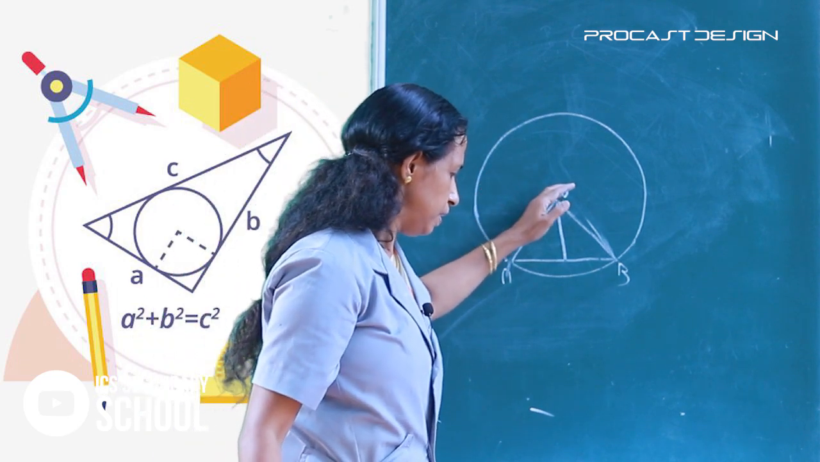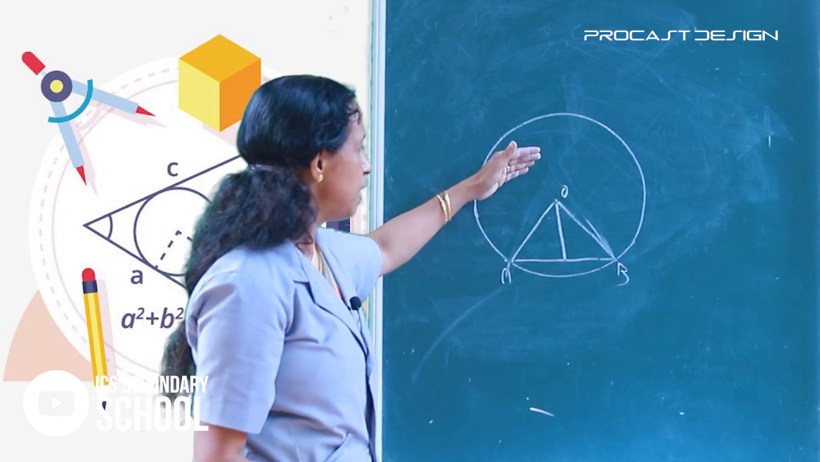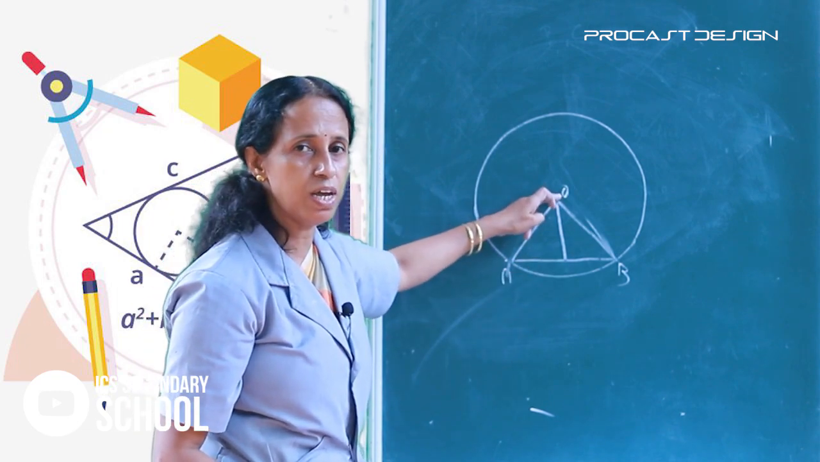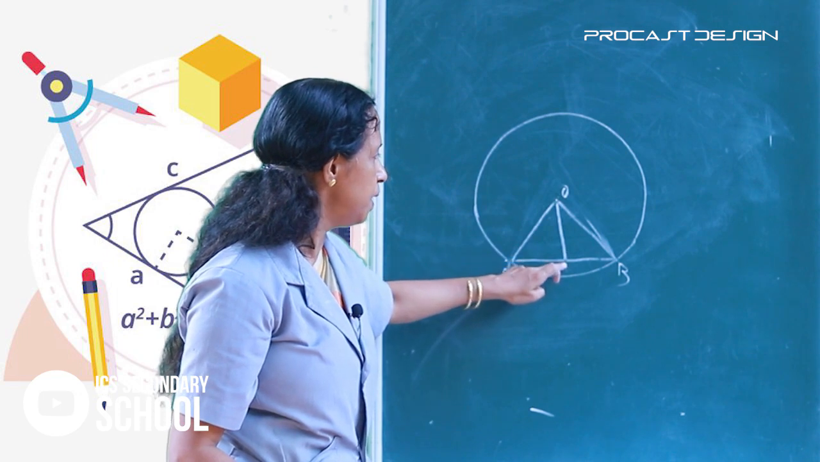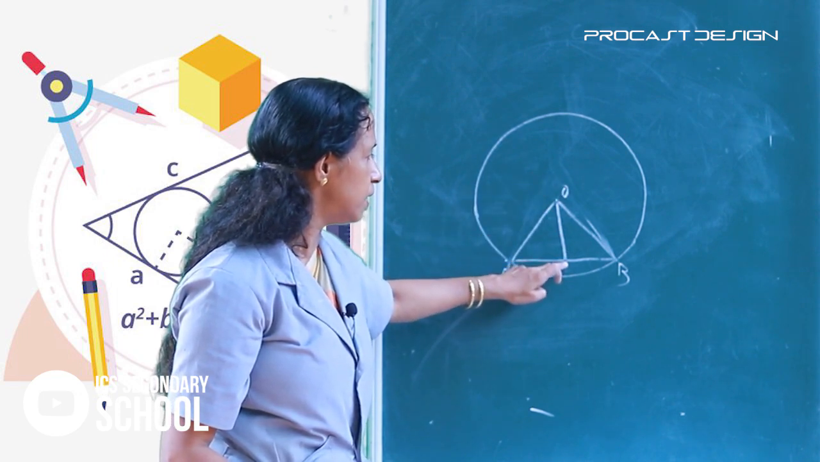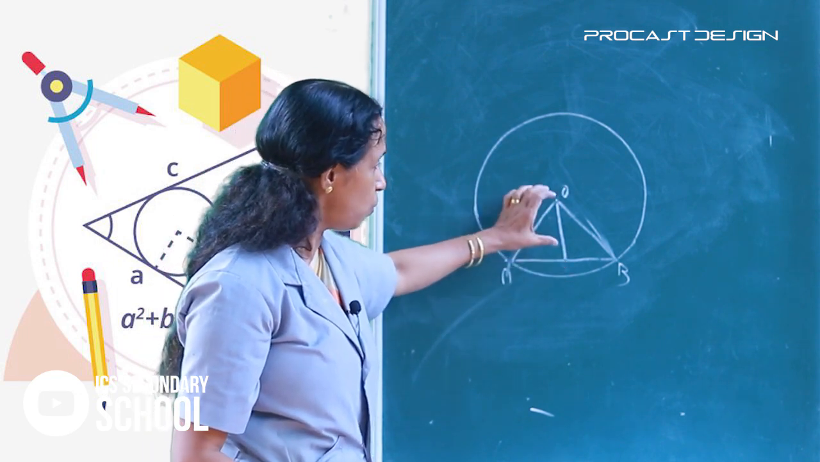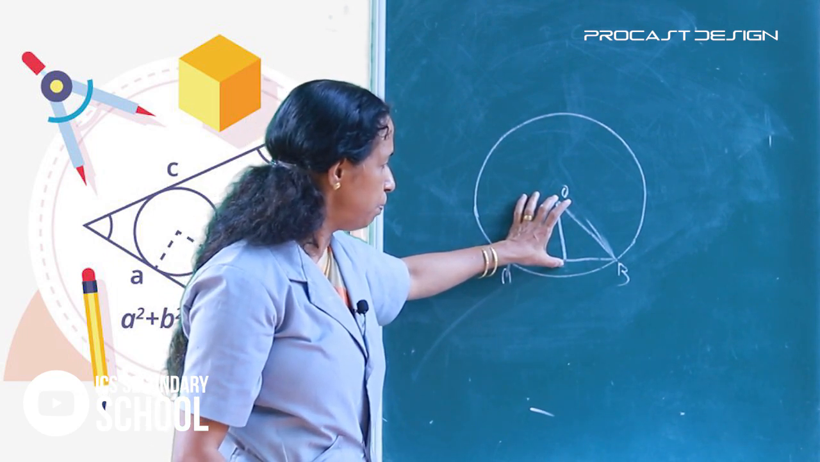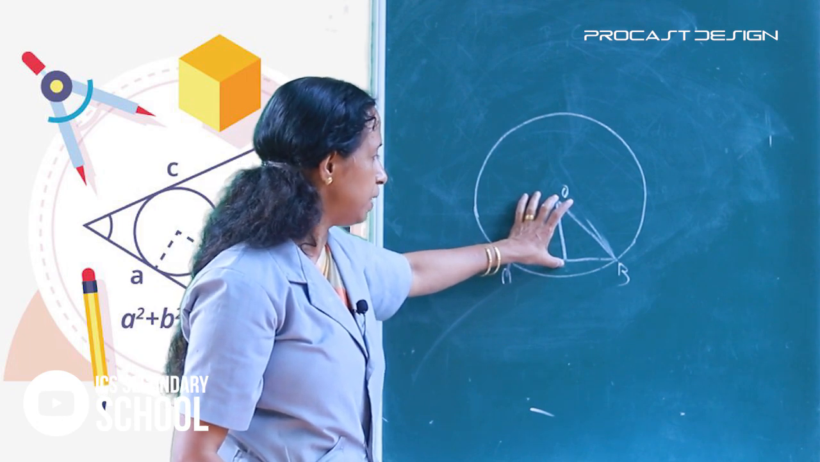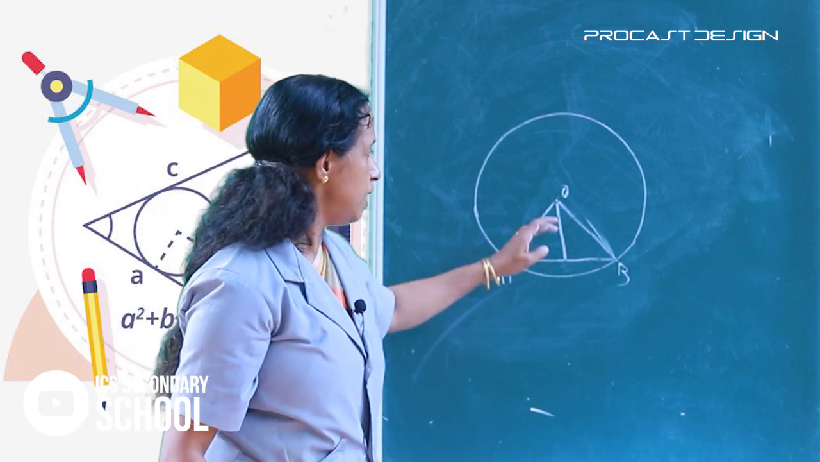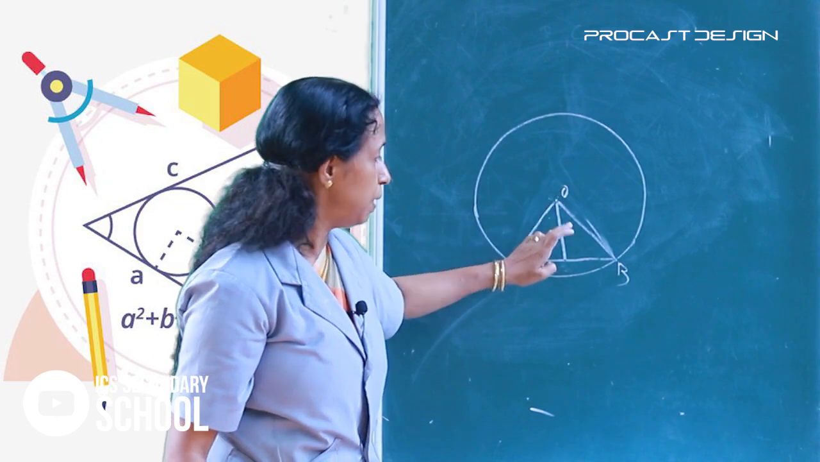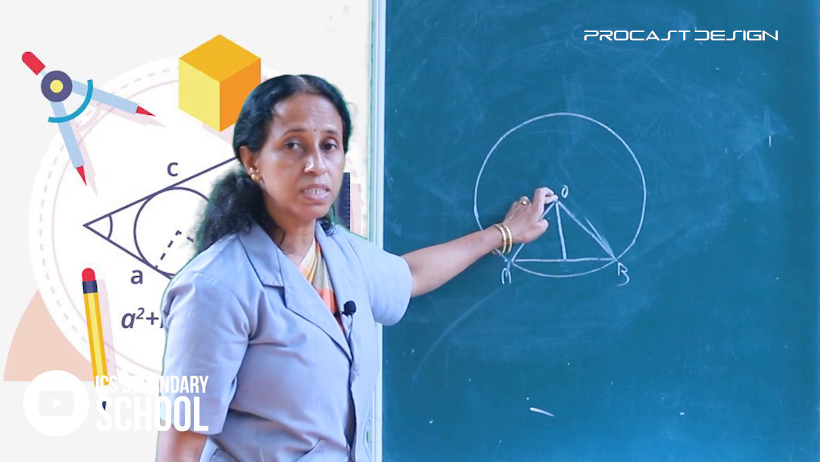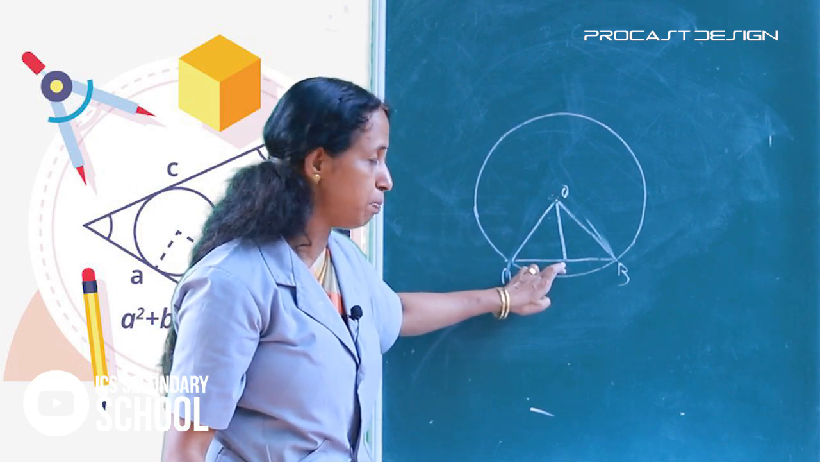Draw the perpendicular from the third vertex. The perpendicular from the third vertex bisects the base. The line joining the third vertex and the midpoint of the base is perpendicular to the base.